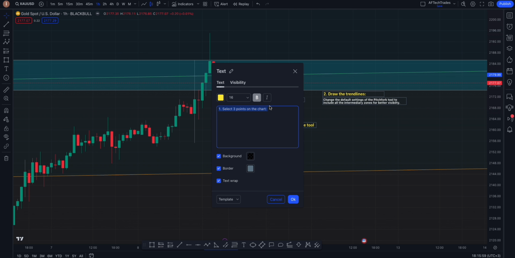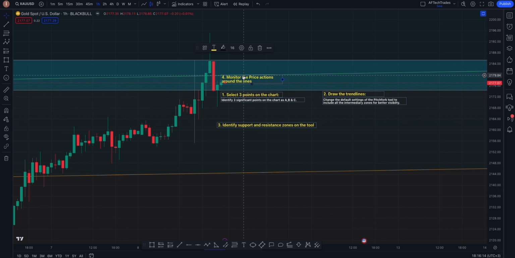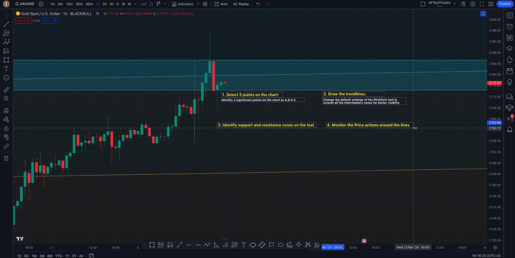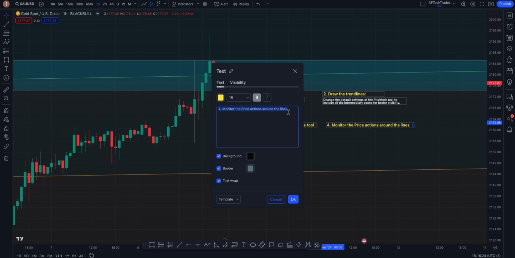Point 4 will be, which is the key reason why you draw it, monitor the price actions along the lines. Let me draw this. Okay. Sorry, it is incomplete.